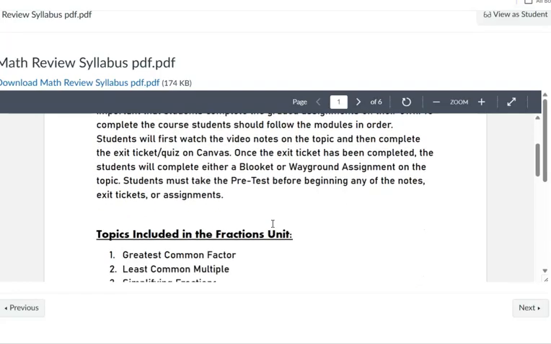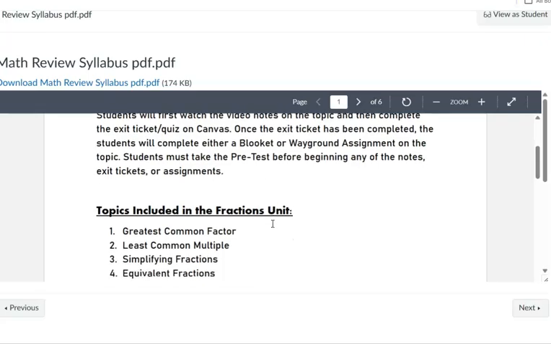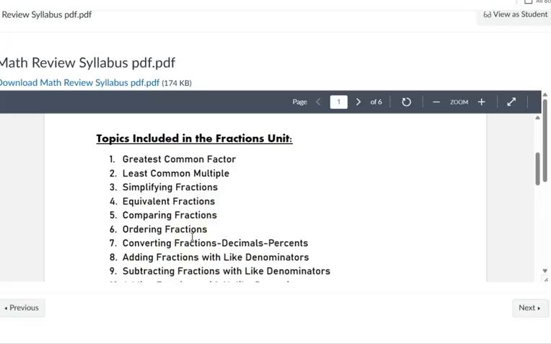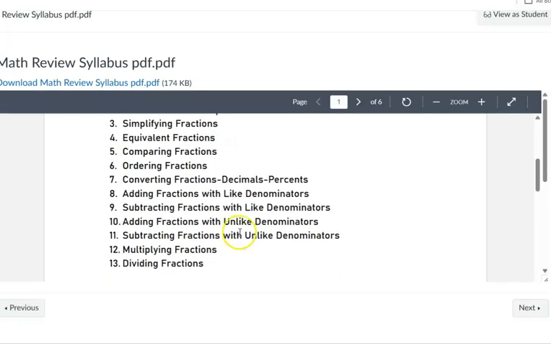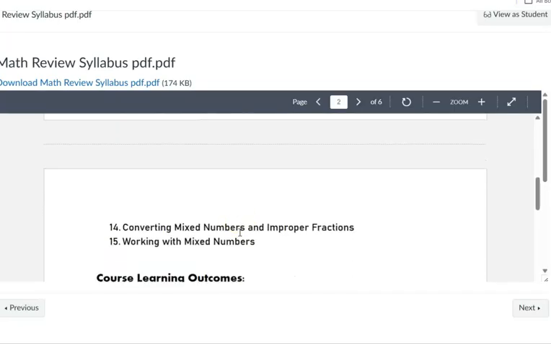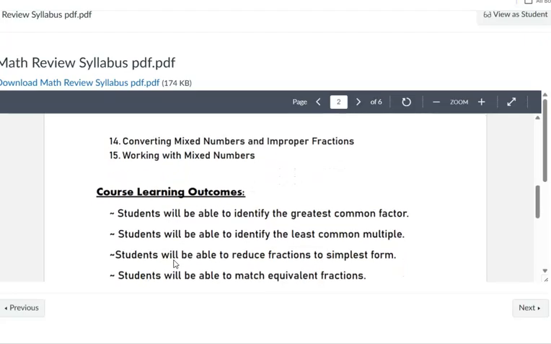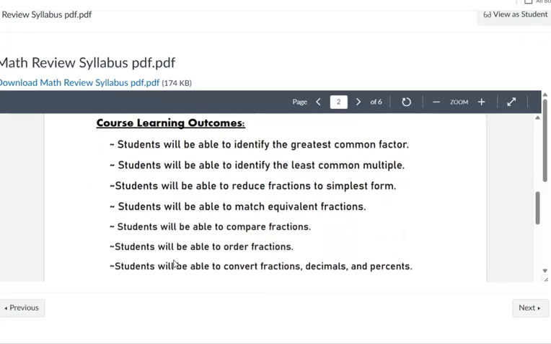The next thing listed in the syllabus is the topics included in the fractions unit, ranging from greatest common factor to ordering fractions, adding, subtracting, and all the way to working with mixed numbers. The course learning outcomes follow and are based on the topics in the unit. So this is a rather long list.